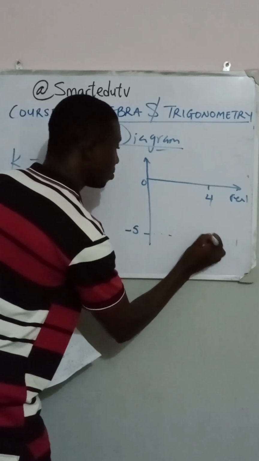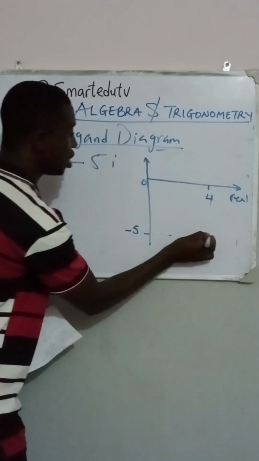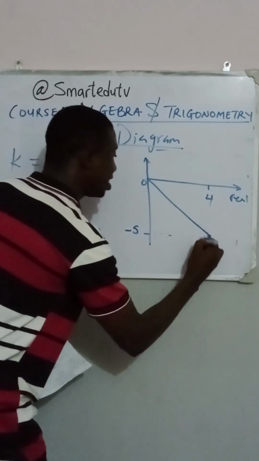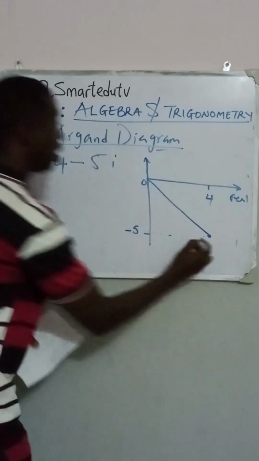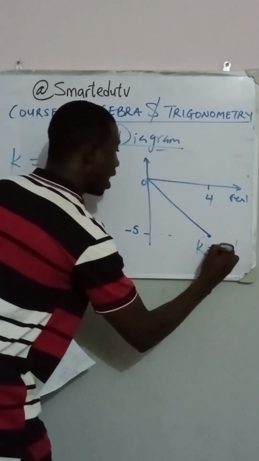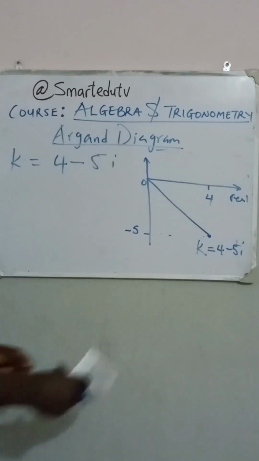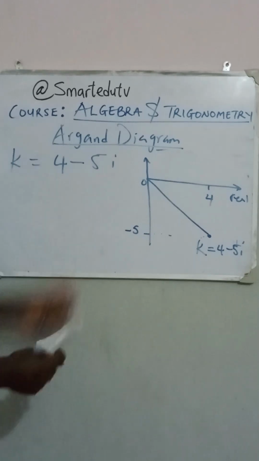These are points on the XY plane. The point that represents point K, which is defined as 4 minus 5i. So this is how it represents a given function on an XY plane.